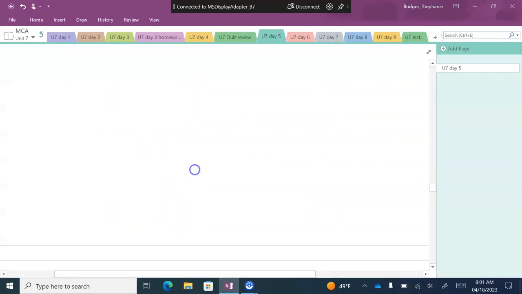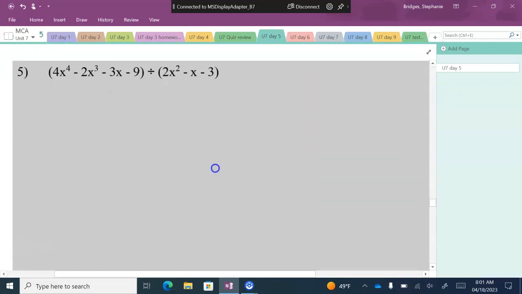All right, let's take a look at 5. This one's going to need a little bit of work. It's also going to be a little bit longer. I got 4x to the 4th minus 2x to the 3rd minus 3x minus 9, and then I'm dividing that by 2x squared minus x minus 3. So when we set this up in a division problem, let's look at the divisor, the 2x squared minus x minus 3. Am I missing a term on that one?